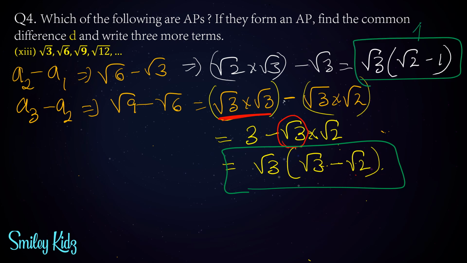This is your first case and this is your second case. Now do you observe the common difference is same? No. Since the common difference is not same, the given series or the given set of numbers is not an AP.